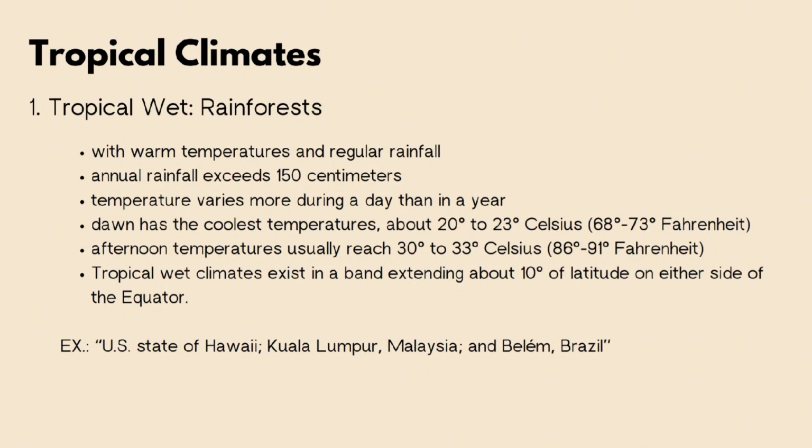Tropical wet climates exist in a band extending about 10 degrees of latitude on either side of the equator, and this part of the globe is always under the influence of the intertropical convergence zone, which moves north during summer in the northern hemisphere and south during the northern winter. The U.S. state of Hawaii, Kuala Lumpur, Malaysia, and Belém, Brazil are examples of areas with tropical wet climates.